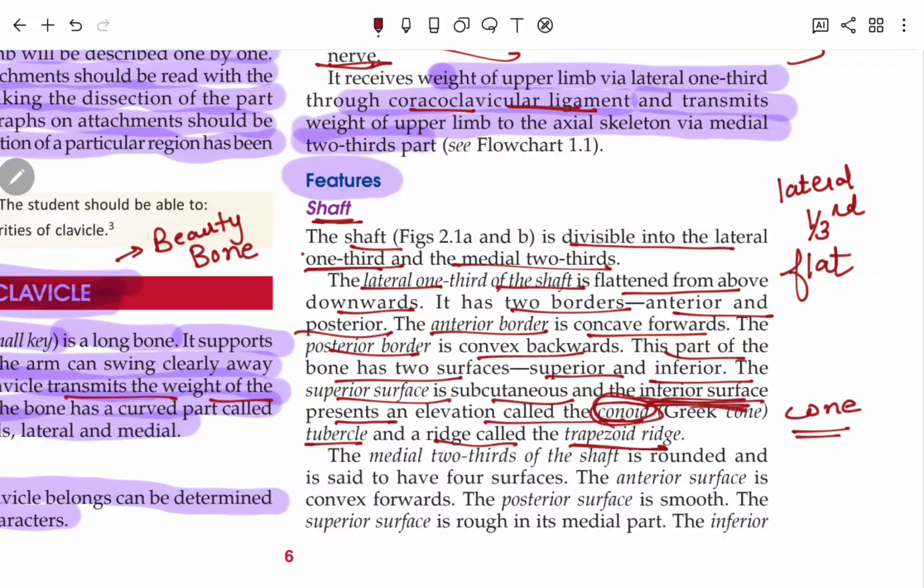The superior surface is subcutaneous. As we palpate, we don't find any grooves or landmarks by our palpation skills. By touching, we can't feel it. But on the inferior surface, two main landmarks are present, the conoid tubercle and a ridge. A ridge is some depression-like, and a tubercle is a pointed projection coming out from the bone.